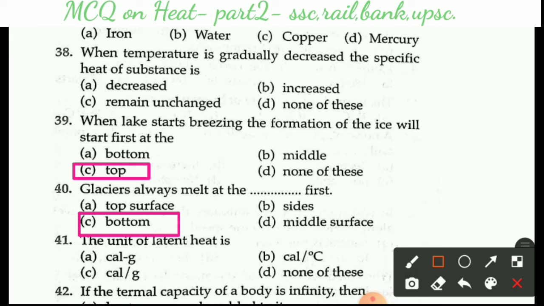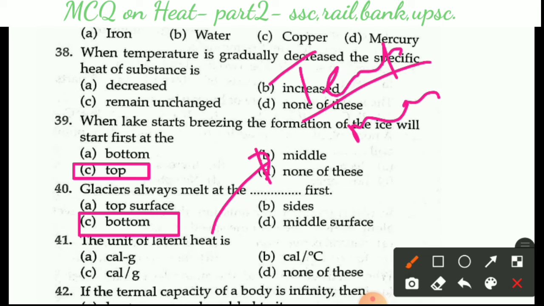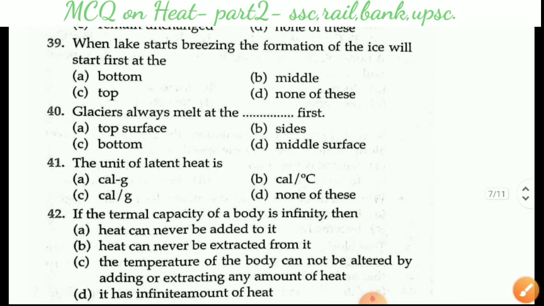Next question is question number 41. The unit of latent heat is A: calorie gram, B: calorie per degree Celsius, C: calorie per gram, D: none of these. Latent heat means heat divided by mass. So option C is the right answer here: calorie divided by gram.